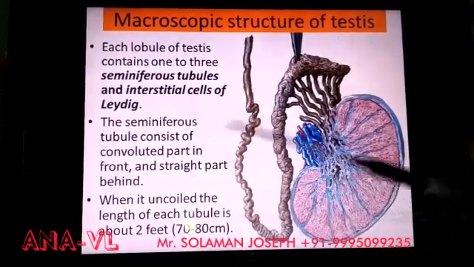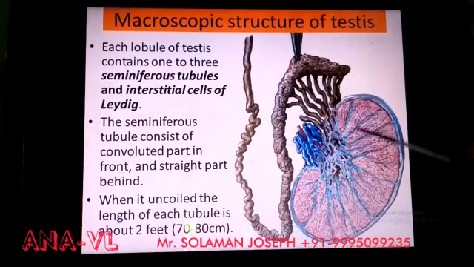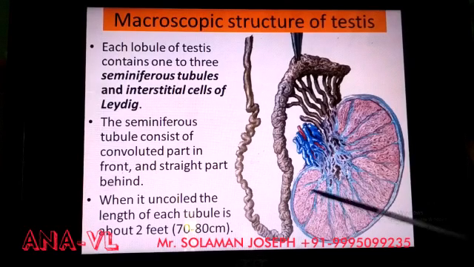Each lobule of the testis contains 1 to 3 seminiferous tubules. We already mentioned that there are numerous lobules. Inside the lobules, there are around 1 to 3 seminiferous tubules and interstitial cells lining them. These are packed cells present around and in between the seminiferous tubules.